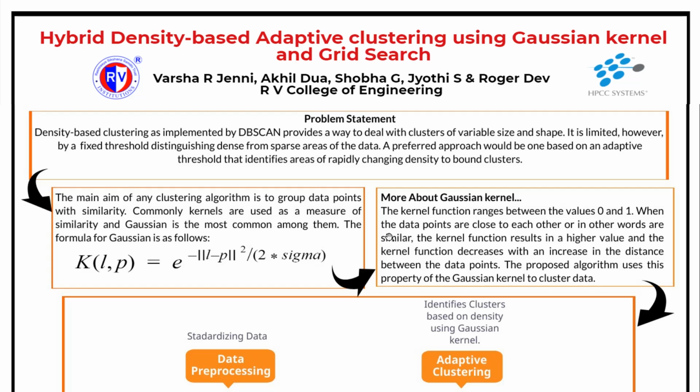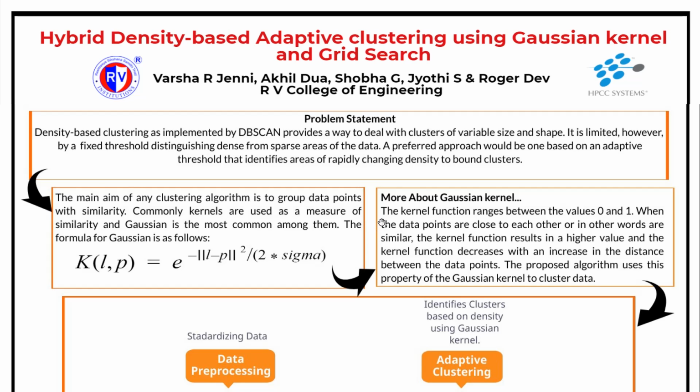It also requires two parameters, that is EPS, which is the radius of each cluster, and the minimum number of points of each cluster. So here we propose an algorithm that not only identifies clusters with varying density, but also does not require any of the parameters to be given by the user.